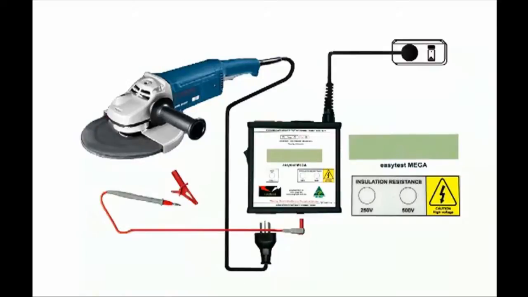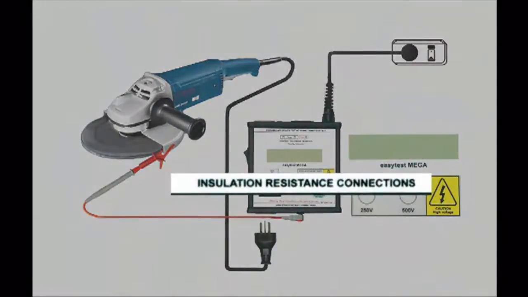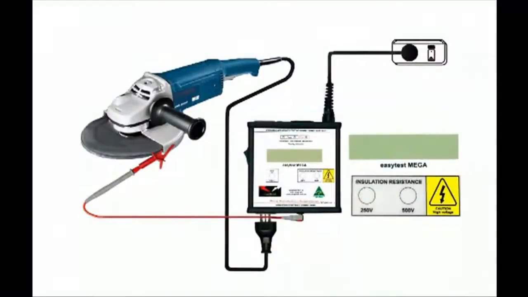Just like the run test, we need the probe for an earth connection, so connect it to the metal of the tool. It's safe to clip it there since the tool won't actually be spinning. Ensure that the rocker switch is off and, remembering that for this test we use the bottom connections of the Mega, plug in the appliance.